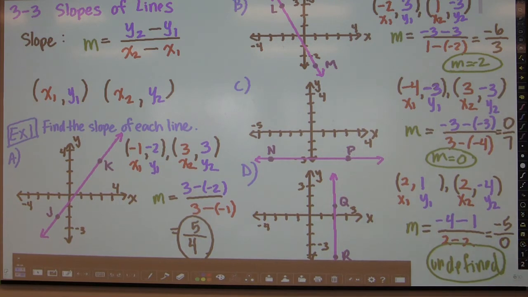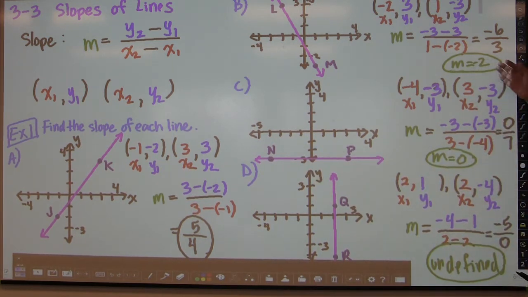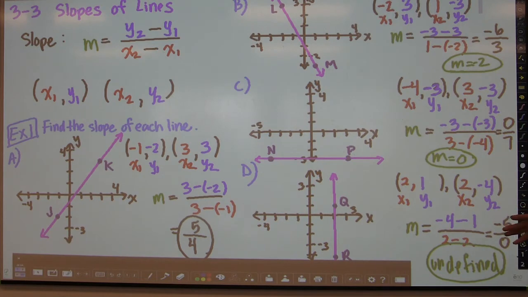So basically, when you're doing slope, you could have a positive slope, which is part A. You could have a negative slope, which is B. You can have a 0 slope, and that happens when there's no change in y. See how the line is horizontal? There's no change in y. Y is always the same. So it would make sense that the top would be 0, and 0 divided by anything is 0.